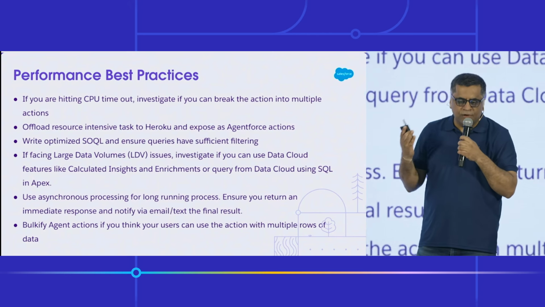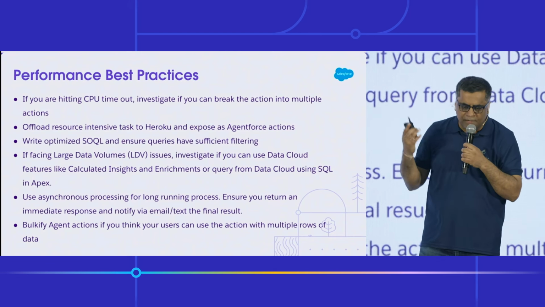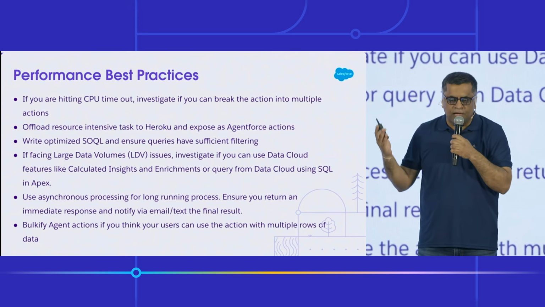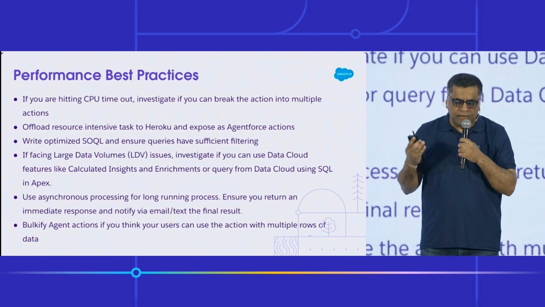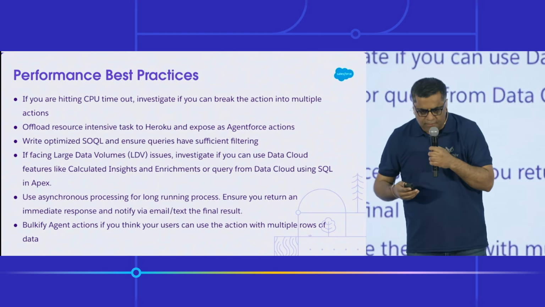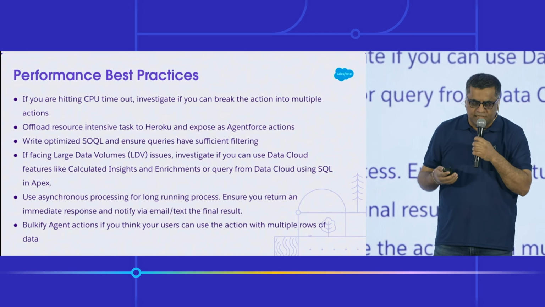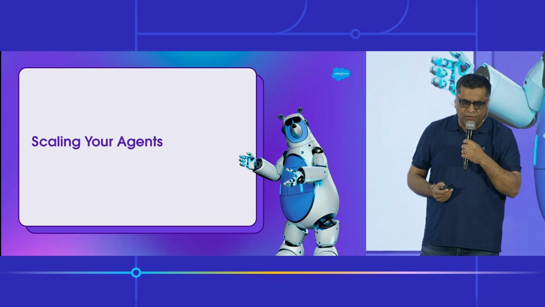And use asynchronous processing. Apex developers especially know there are multiple ways to do that. If it's a long-running process, the same concept applies. You use asynchronous processing, you ensure you return an immediate response, and then there is a notification. And then bulkify as well. If you think users can take the action with multiple layers of data, from a performance perspective, it's always good to bulkify your agents.